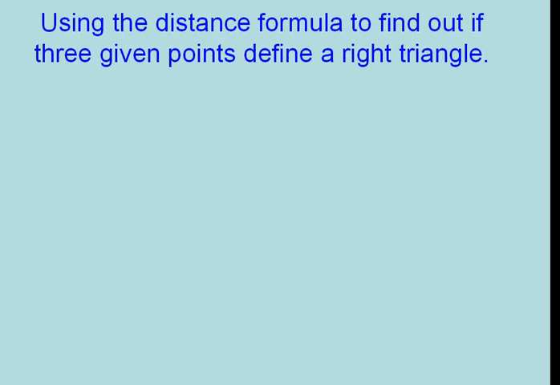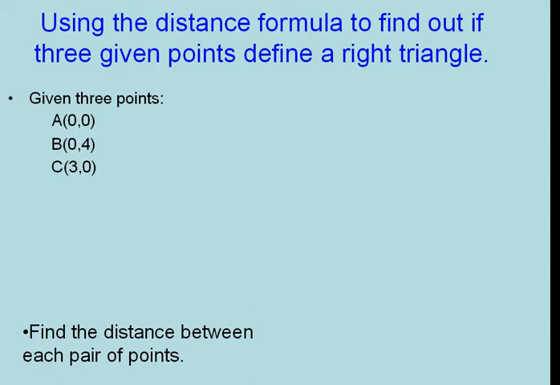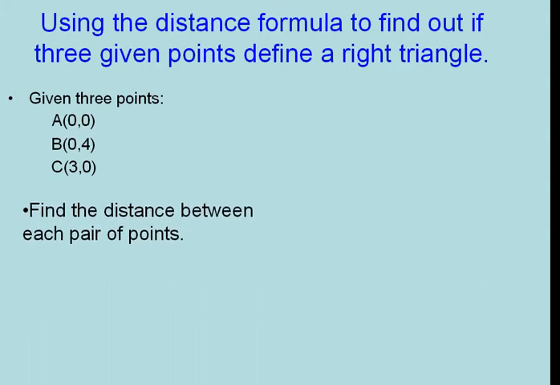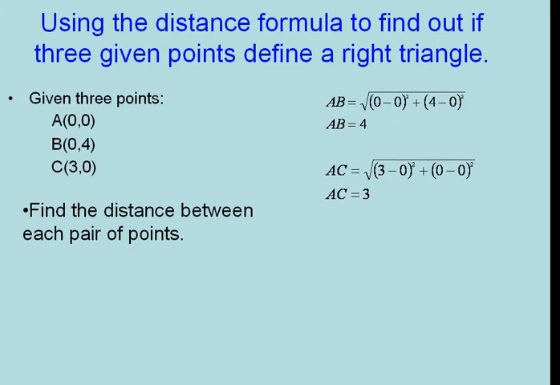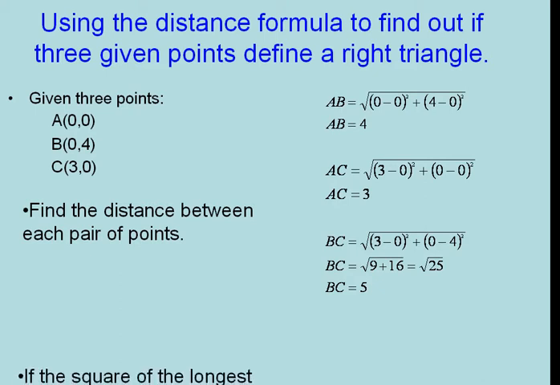Now we'll use the distance formula to find out if the 3 given points define a right triangle. We're given 3 points, A, B and C. We need to find the distance between each pair of points. The distance between A and B is 4. We're using the distance formula here to find the distance between A and C. That distance for AC is 3. And the third side of the triangle is BC, and the distance for BC is equal to 5.